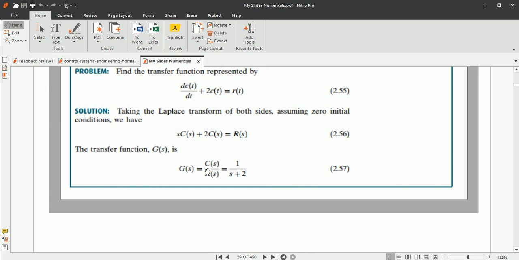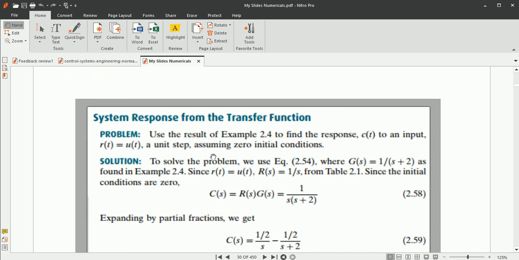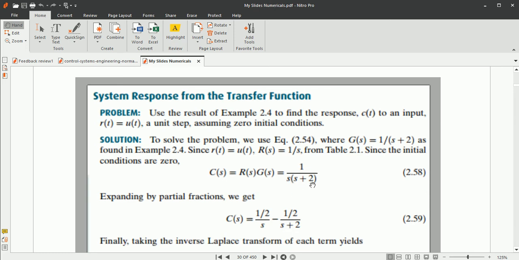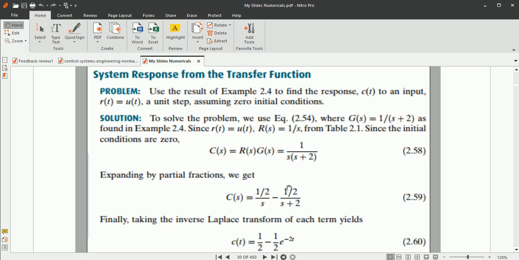So here you will get C of s. The question is basically asking C of t. So first you have to find C of s and then take its inverse Laplace. C of s will be 1 over s into s plus 2. Now take its partial fraction. If you do the partial fraction, you get k1 and k2. k2 is minus 1 by 2, k1 is 1 by 2. So 1 by 2 over s minus 1 by 2 over s plus 2.